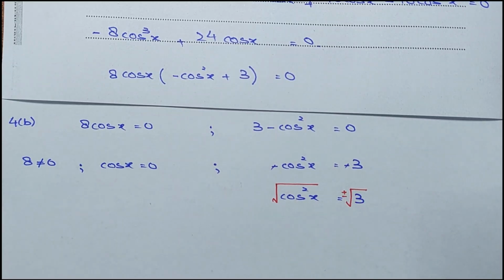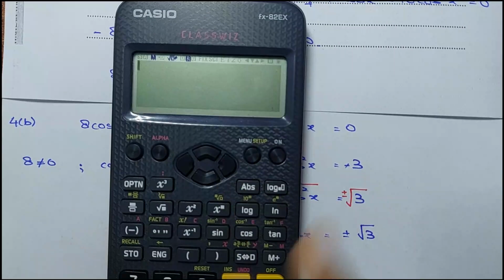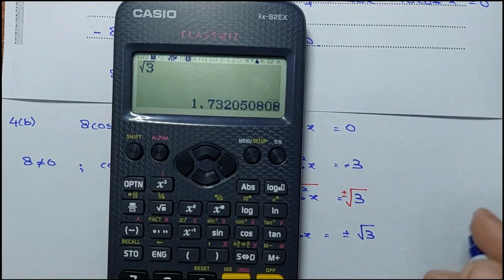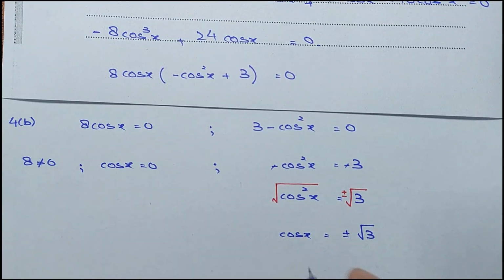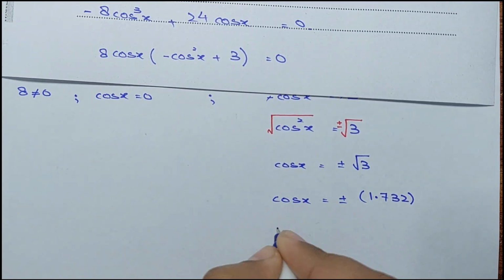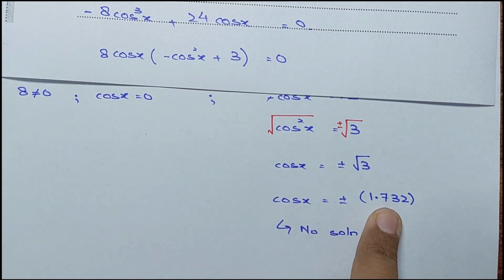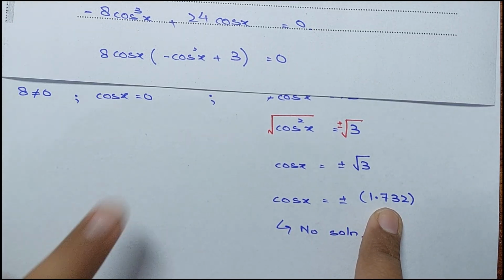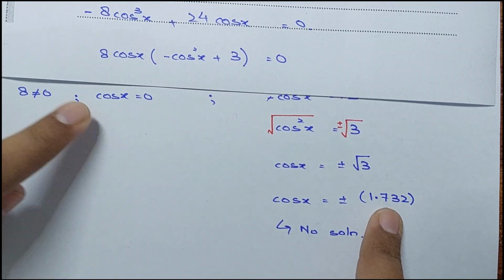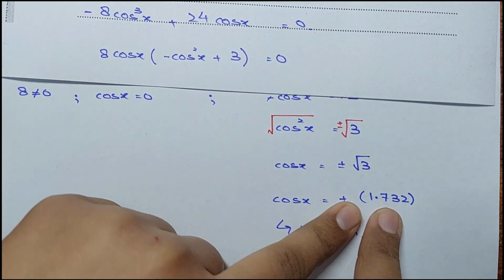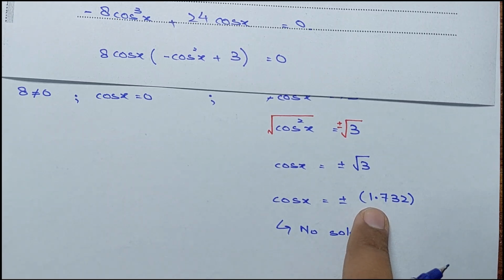with the plus minus. So here we have cos x equals plus minus square root of 3, a positive and negative, right? So what is root 3? Root 3 is 1.732. So here cos x is plus minus 1.732. So here we have no solution. Why do we have no solution from here? Because the cos range is between 1 and minus 1. So 0 lies between 1 and minus 1, and we will get a solution from here. But we have no solution from here, because this is more than the range, 1.7.